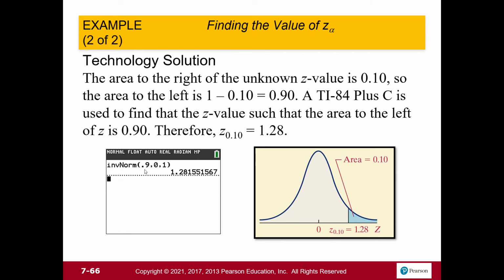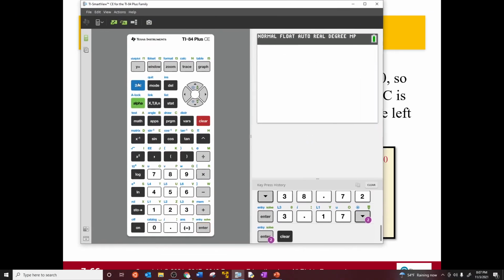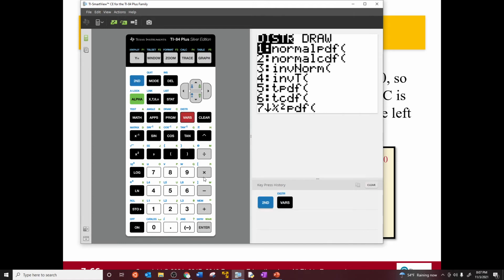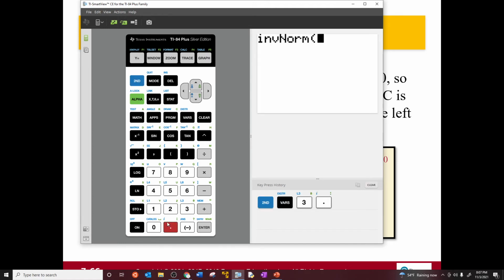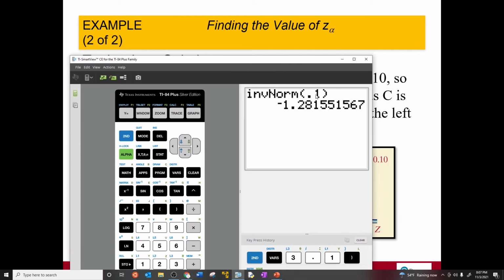Here, it would just be 0.9. And in fact, by default, let's change my calculator here. If I do second distribute and go to 3 and just put in 0.10, I'm done. There it is, negative 1.28. And it's understood that we're finding the area to the left.